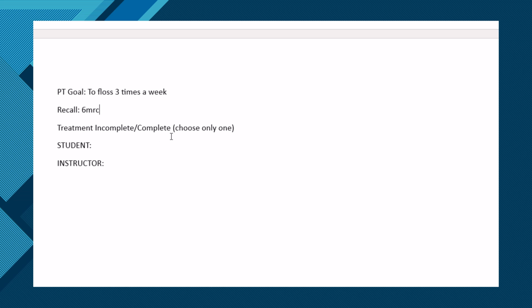Then I need to choose one. My treatment is complete because I put fluoride on their teeth, they're cleaned, they're good to go. Then the student signs, and DHS means dental hygiene student. And then your instructor will sign. At this point, you would have your instructor go over all of your notes, make any modifications that are needed, and then you would copy and paste these notes into your patient's EagleSoft chart. I hope this helped.